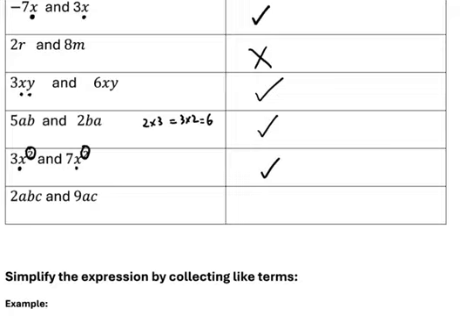Okay, the next one, we have 2abc and 9ac. The first one has a, the second one has a. The first one has b, but the second one doesn't have b. You have c in both terms. However, the second one doesn't have b, so we cannot say these are like terms.